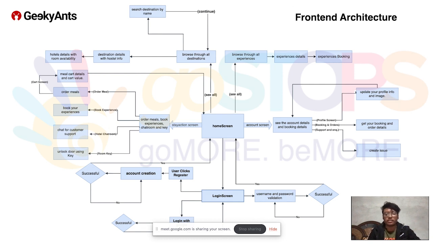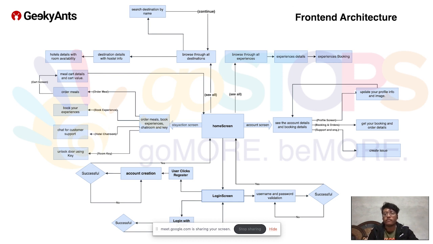The second one is the staycation screen. In the staycation screen, the user has four options. The first is the order meal page, in which the user can easily order a meal according to the time or location: just add to the cart and place the order. The second is booking experiences, where the user can easily book an experience according to that particular location. The third is the hotel chat room, in which the user can easily chat with the admin. The fourth is the room key, a feature in which the user can lock and unlock the door using a smartphone. The third screen is the account screen.